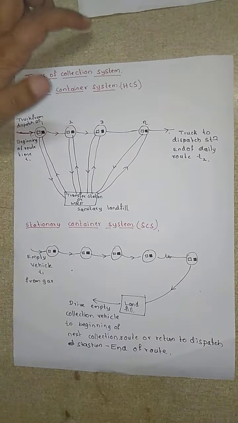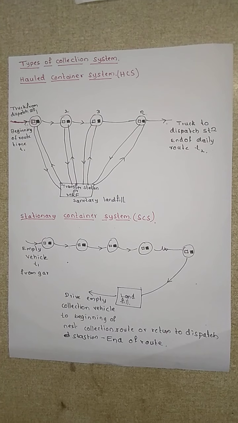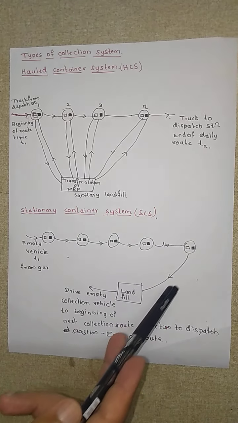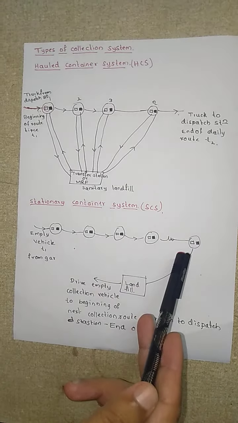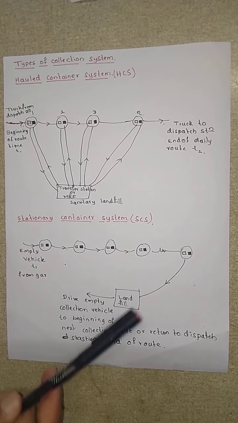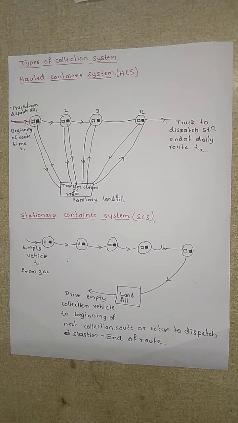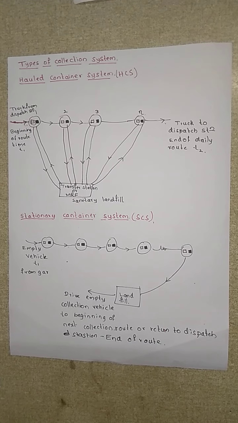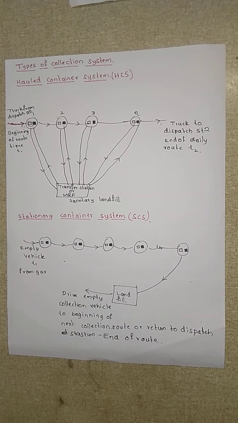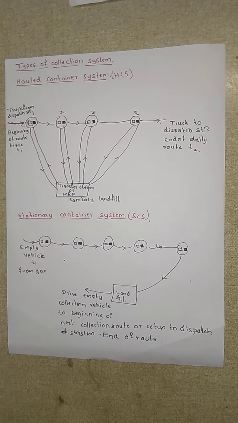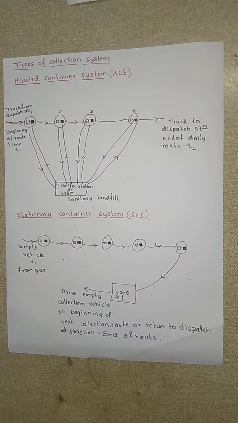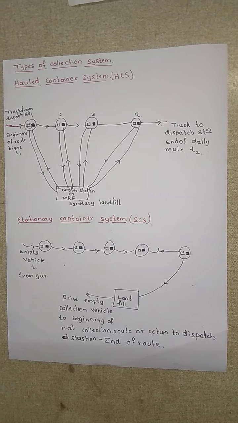So like this we will practice for n number of locations, and ultimately all the waste will be collected in a truck, and then the waste is brought to the landfill site and thrown there. Then the empty collection vehicle is driven to the beginning of the next location, or it may return to the dispatch station at the end of the day. So this is how the hauled and stationary container systems are divided.